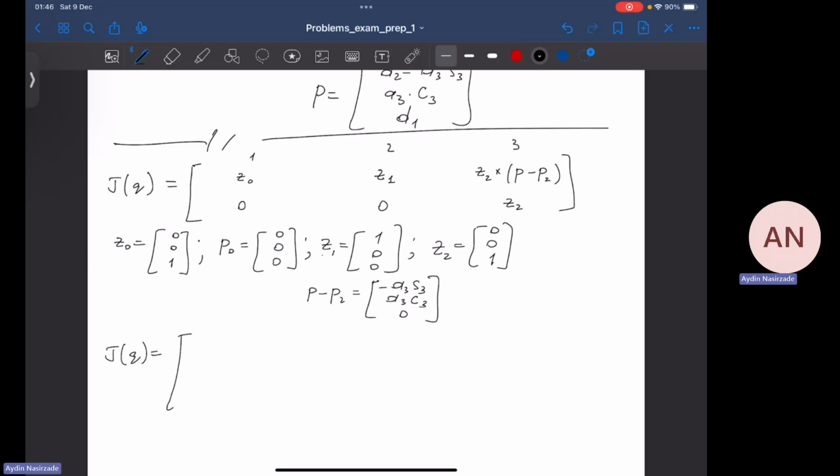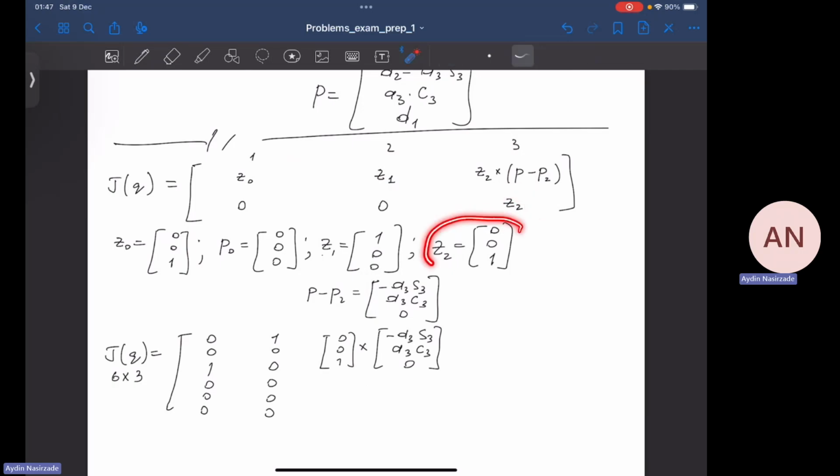So let's substitute everything here. J of Q is going to be equal to, what is Z0? Z0 is 0, 0, 1. Then we have 0, 0, 0, because the dimension of the Jacobian matrix is 6 by 3 in our case, so 6 rows. Second column, Z1: this is 1, 0, 0. And then we have zeros, 0, 0, 0. Now we are in the third column. This is Z2, 0, 0, 1, cross product P minus P2, which is A3 sine of theta 3, A3 cosine of theta 3, and 0. Then we have Z2, which is 0, 0, 1.